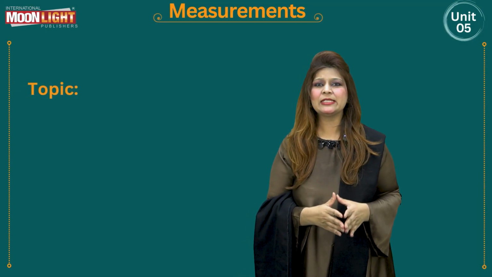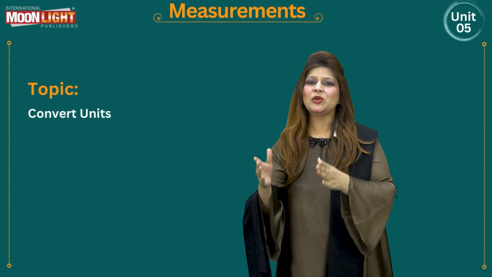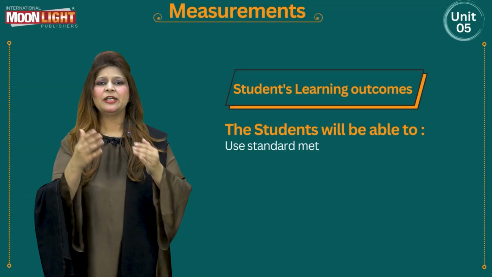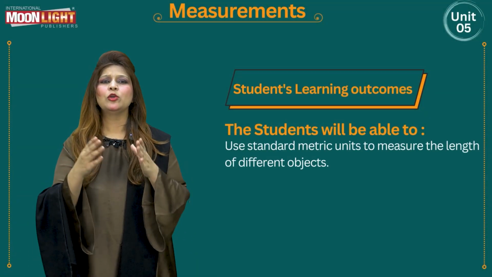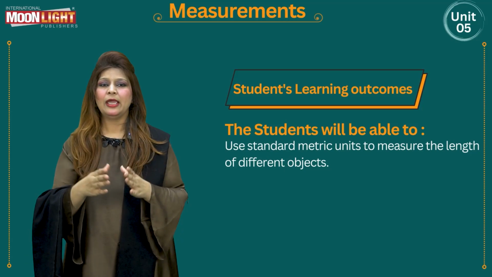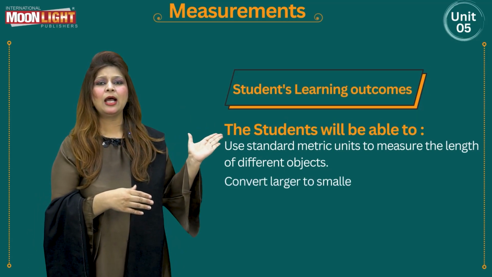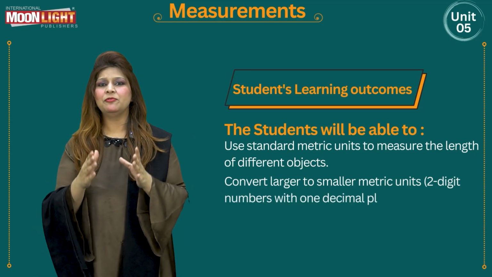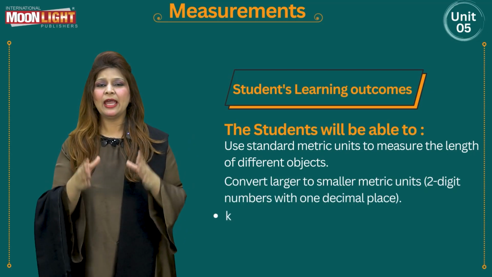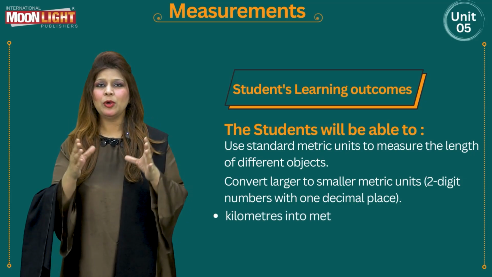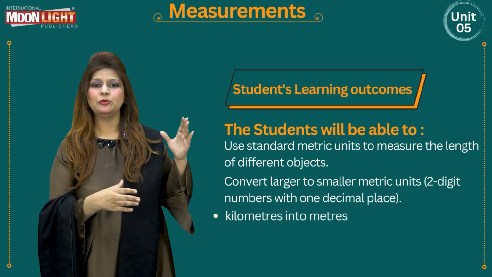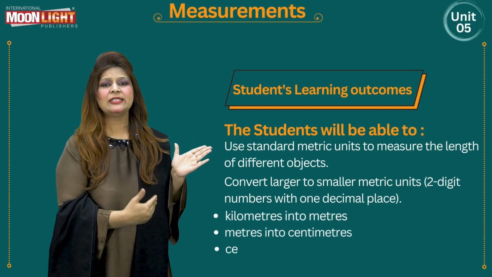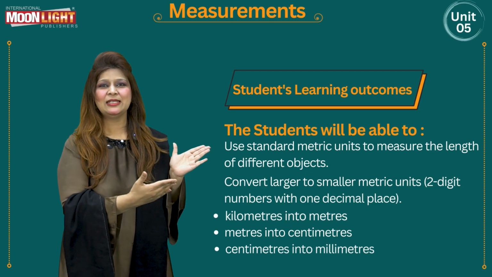Today my topic is converting units of length. By the end of this lesson, you will be able to use standard metric units to measure the length of different objects, and you are going to convert large to small metric units up to 2-digit numbers with 1 decimal place. Basically, you are going to convert kilometers into meters, meters into centimeters, and centimeters into millimeters.